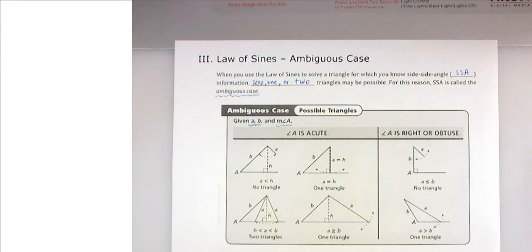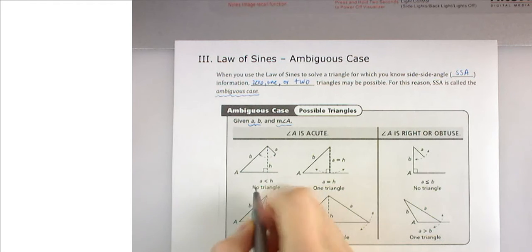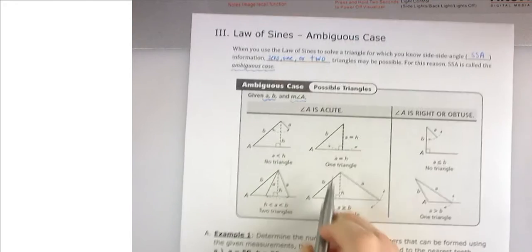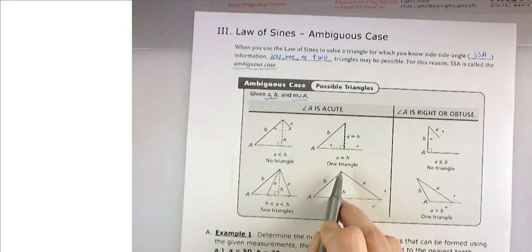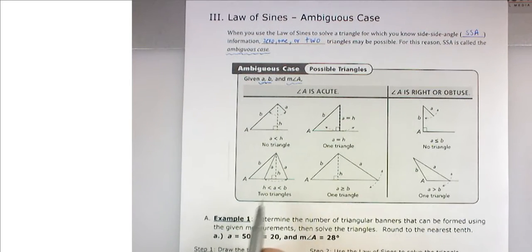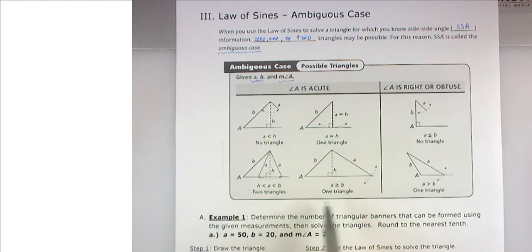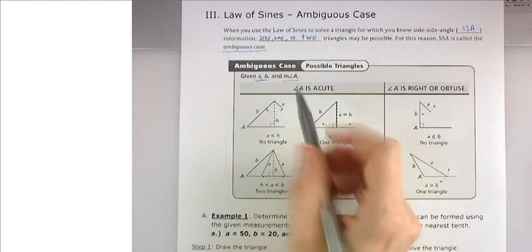You can notice here that when the side length a is less than h, there's no triangle. When they're equal, there's one triangle. And if the height is less than a and a is less than b, there are two triangles. And then if a is greater than or equal to b, there is one triangle. That's if A is acute.